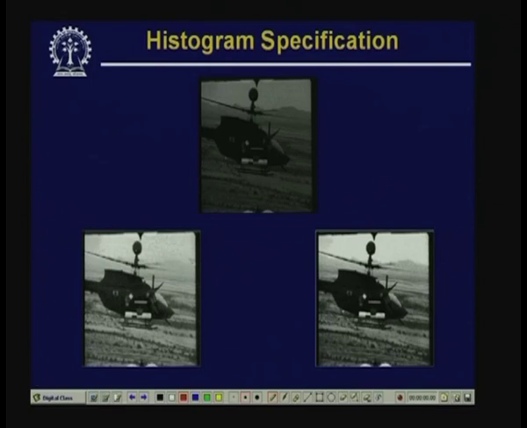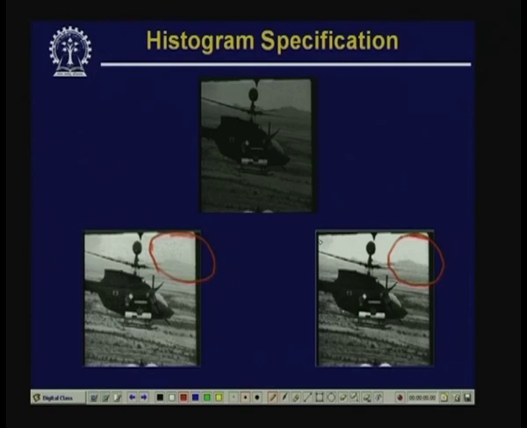Here again you find that the background in the histogram equalized image is almost washed out, but the background is highlighted in the histogram specified image. So, this is the kind of difference that we can get between a histogram equalized image and a histogram specified image. This is what is meant by histogram specification and histogram equalization.